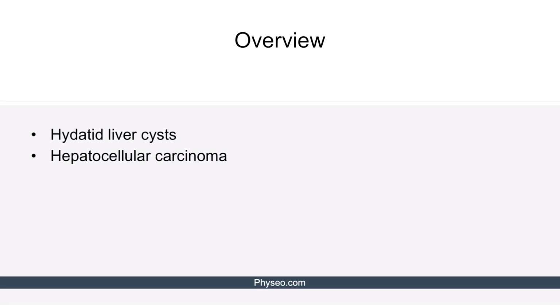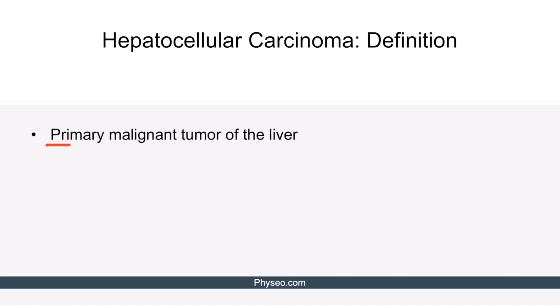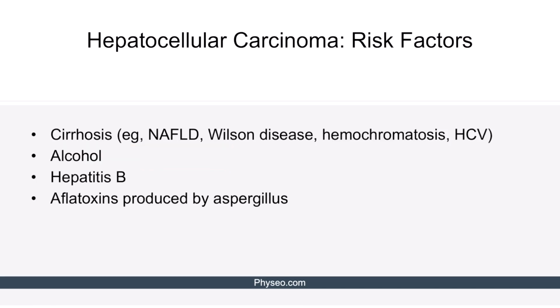Let's finish off this lecture by discussing hepatocellular carcinoma. Hepatocellular carcinoma is the primary malignant tumor of the liver. Cirrhosis due to any cause can predispose the patient to hepatocellular carcinoma. These causes may include non-alcoholic fatty liver disease, Wilson disease, hemochromatosis, hepatitis C, and a variety of other conditions. Alcohol and chronic hepatitis B infection are independent risk factors for hepatocellular carcinoma.